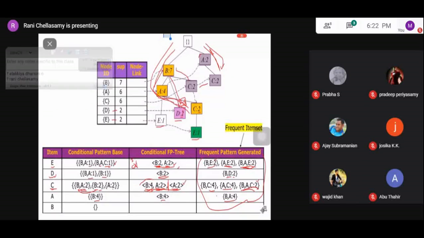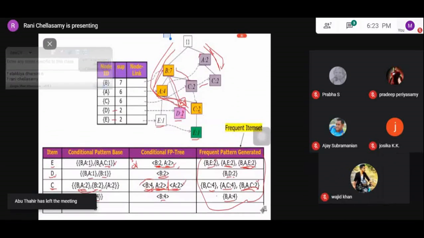Okay, I think you might have understood. Okay, let's move on to the next item, A. So how are you getting A? Track the path in the FP tree. So here you are getting A value. So through B you are getting this A. The support count of A is 4. So B 4 should be written here. Next, so only a single item is there. So write that B item here also. So combine this with the item A to find the frequent item set. So you will be having B comma A as 4.